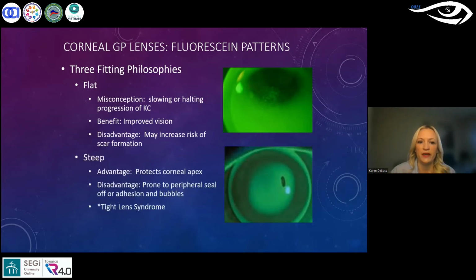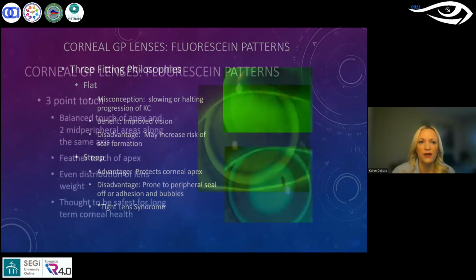If you fit steep, again, it's going to protect the corneal apex, because you're going to vault over that central apex, but then the periphery is going to seal off, and you can run into tight lens syndrome, in which case that lens is completely sealed off. And in some cases, the patients can end up with iritis. So we definitely don't want that. You want kind of a mix of the two.